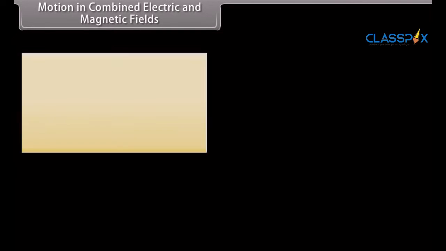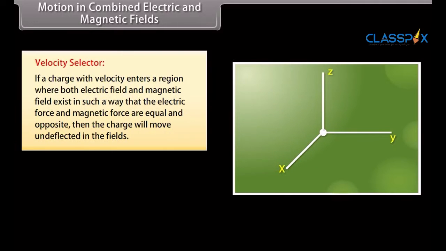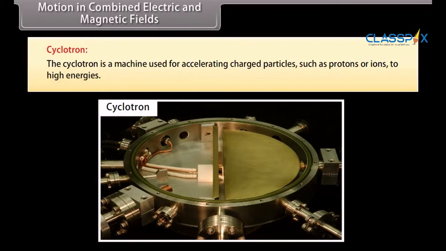Motion in combined electric and magnetic fields. Velocity selector. If a charge with velocity enters a region where both electric field and magnetic field exist in such a way that the electric force and magnetic force are equal and opposite, then the charge will move undeflected in the fields. This can happen when the velocity, electric field and magnetic field are mutually perpendicular to one another. Cyclotron. The cyclotron is a machine used for accelerating charged particles such as protons or ions to higher energies.